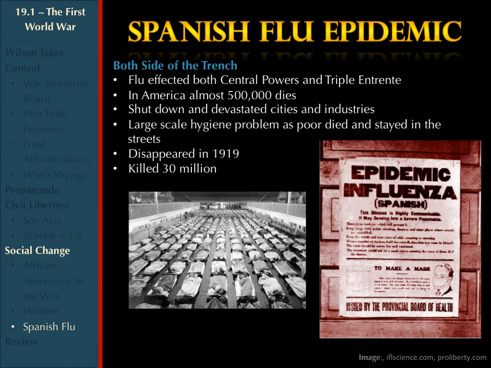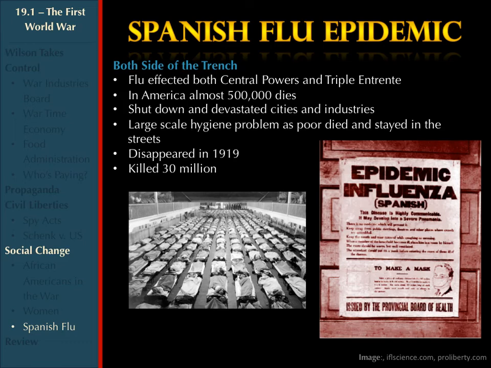Finally, at this time, the Spanish flu epidemic is happening, and it affected both the Central Powers and the Triple Entente. And in America alone, it's caused what they believe close to 500,000 deaths. It shut down cities and industries as workers were catching the Spanish flu and dying from it or debilitated, unable to work. The poor who couldn't afford to bury their family members were left in the street, so there was an increased hygiene problem throughout major cities. This disappeared by 1919, so it's kind of a mystery as to where it comes from and it takes its course. But historians have estimated that 30 million people worldwide died as a result of the Spanish flu during the short time of World War I.